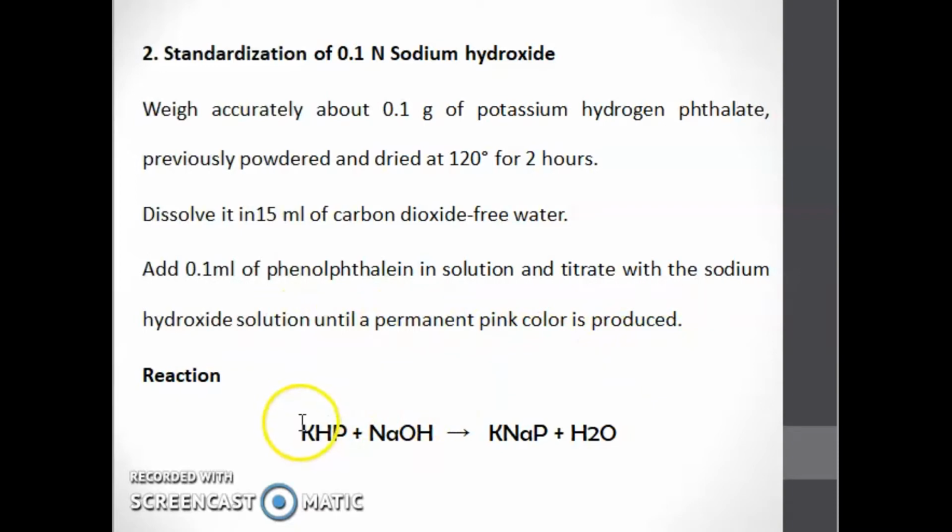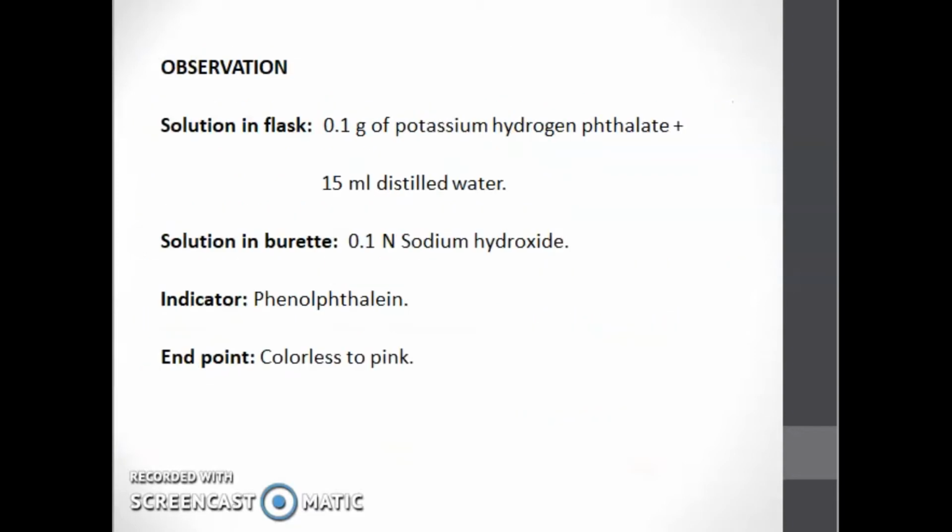The reaction involved is that potassium hydrogen phthalate reacts with sodium hydroxide, and a neutralization type of reaction takes place to give the sodium potassium salt of phthalic acid, and a water molecule is removed. Now the observations are: the solution in the flask is 0.1 gram of potassium hydrogen phthalate in 15 ml of distilled water. The solution in the burette is 0.1 normal sodium hydroxide. The indicator used is phenolphthalein and the end point is colorless to pink.